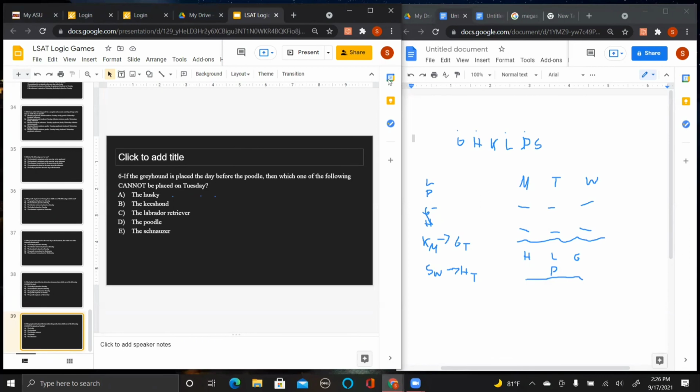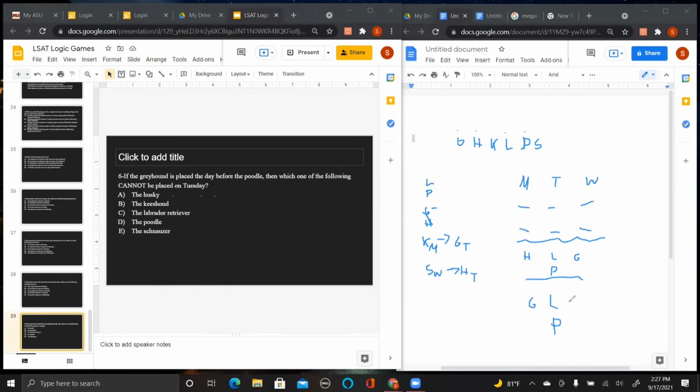If the Greyhound is placed the day before the Poodle, all right. So Greyhound is the day before the Poodle, which means also the day before the Labrador, right? Which of the following cannot be on Tuesday? Okay. So G is before L and P, the G doubling. So partnership group, whatever you want to call it. So then H can either be before or after, as far as right now, right?